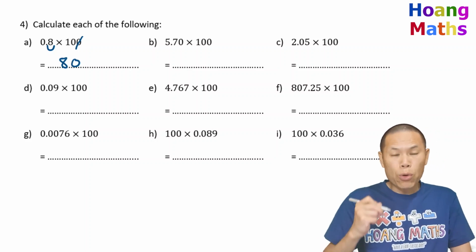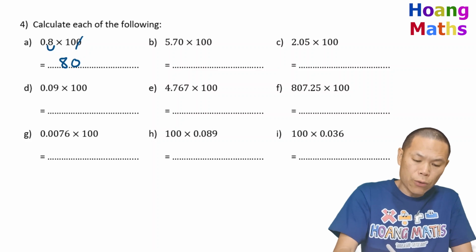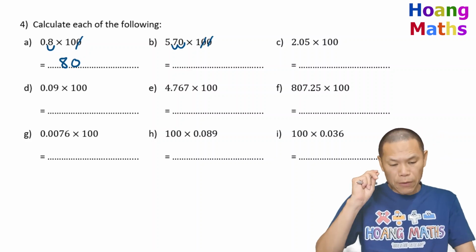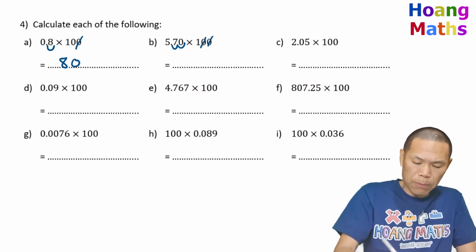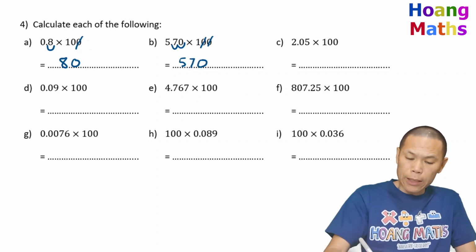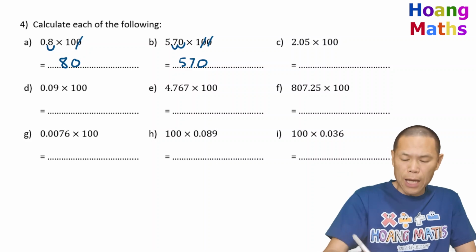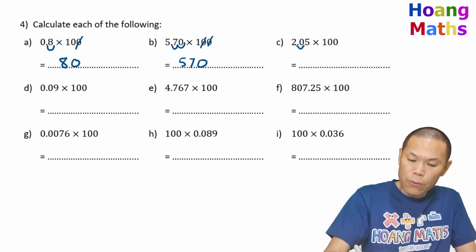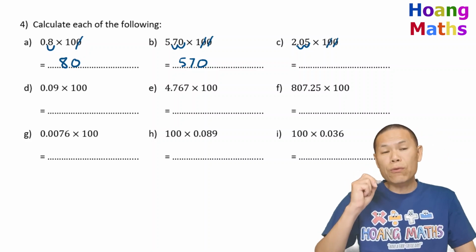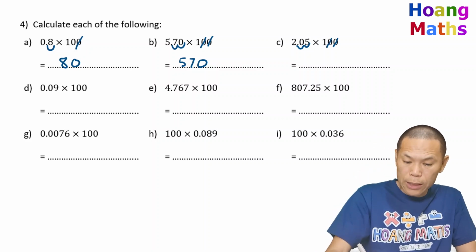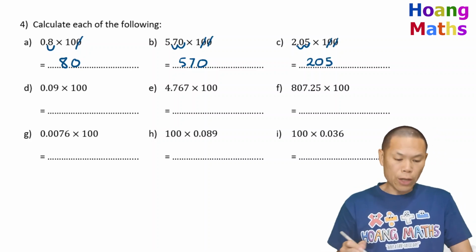And 5.70 times 100, we move to the right 1 unit, cancel this, and we move 1, we cancel another 1. So that becomes 570 times 1. So 570. And 2.05 times 100, we move this, we cancel 1, we move this, we cancel 1. So 205 times 1. So the answer is 205. So there you go.